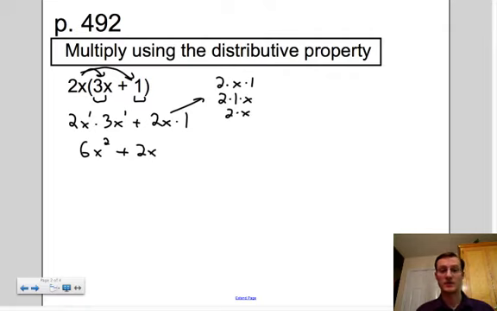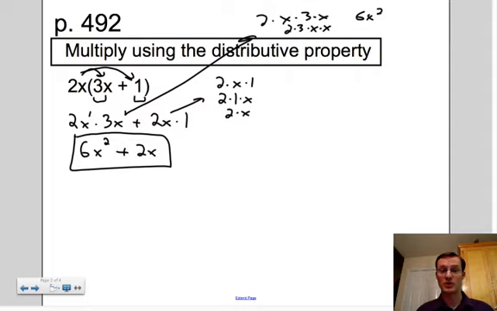The same thing with this one. 2 times x times 3 times x. You could just say 2 times 3 times x times x. 2 times 3 is 6. X times x is x squared. And so we've multiplied using the distributive property.